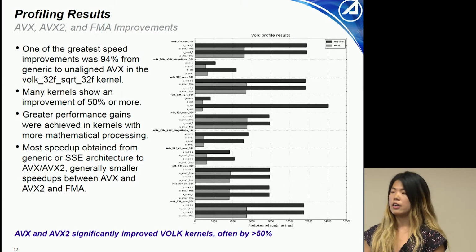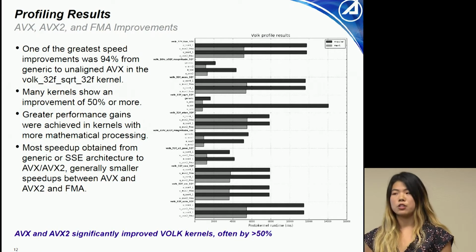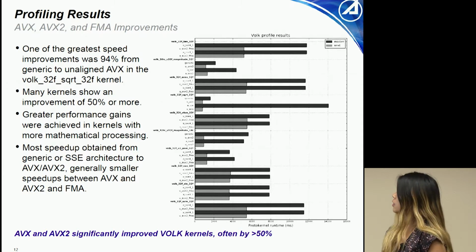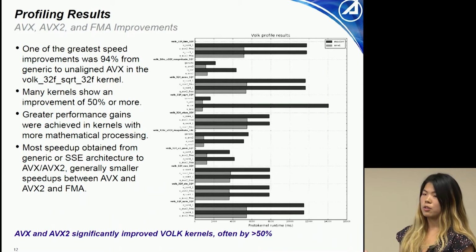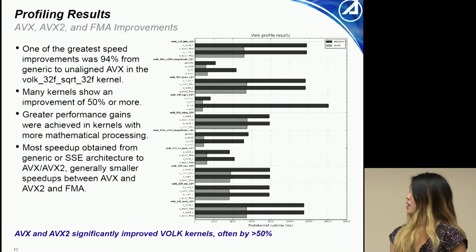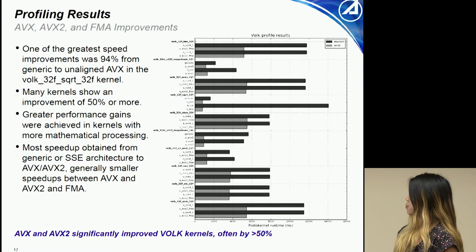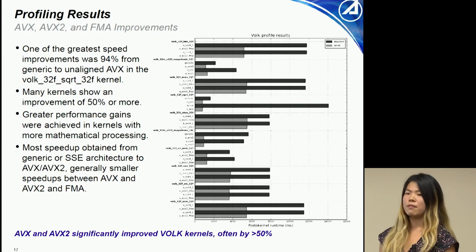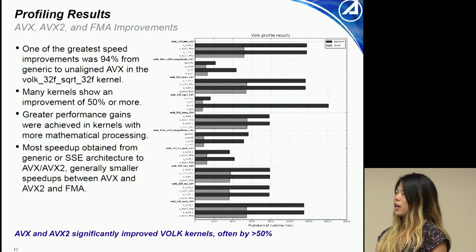And so here is a selection of our results when we added AVX, AVX2, and FMA. You'll notice that for a lot of these protokernels, the improvement is 50% or more, which is really great. And the fastest one is right here. That was an improvement of 94% for the square root kernel.